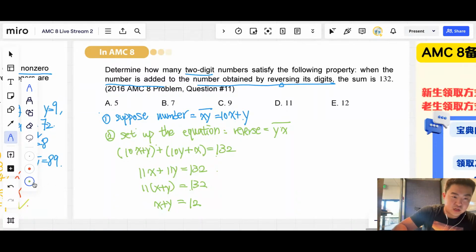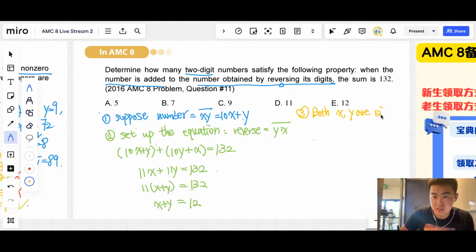So let's try to count every possible ordered pair of x, y that satisfies the fact their summation is 12. So that will be our third step. So I'll get my pen ready for yellow color. So let's first keep this in mind. Both x and y are what? Single digit numbers. This is very useful because consider which two numbers give you a summation of 12.